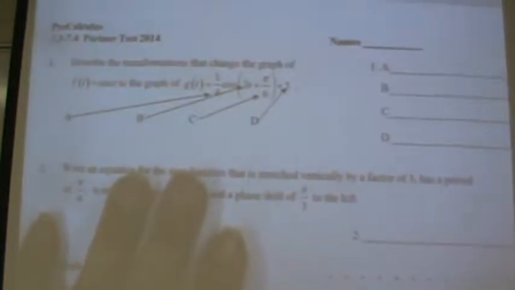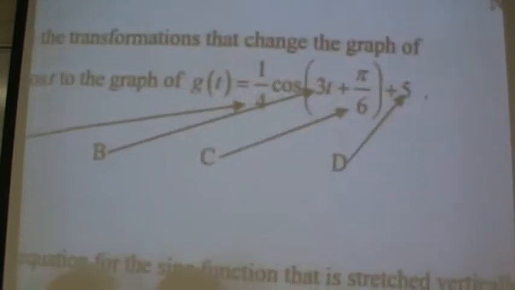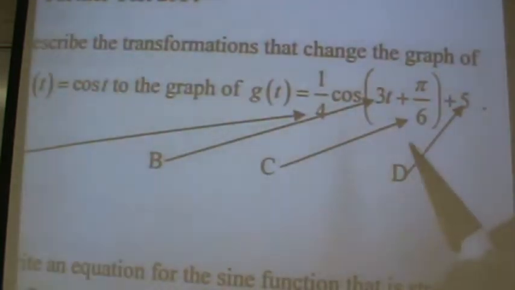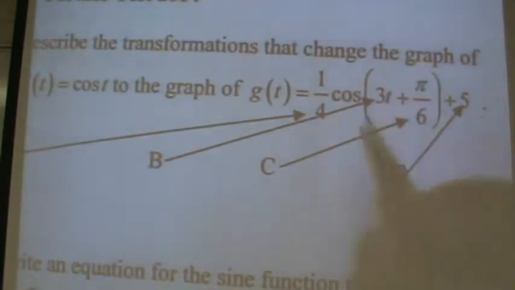Here's the partner test from yesterday, 7374. Tomorrow's your test. Question number 1. List all the transformations from the parent function to this. So what you're going to want to do is pull this 3 out.